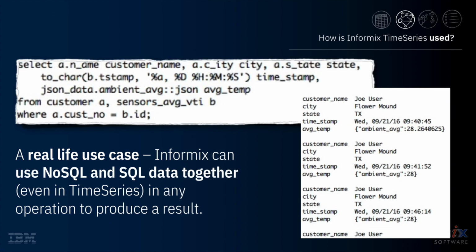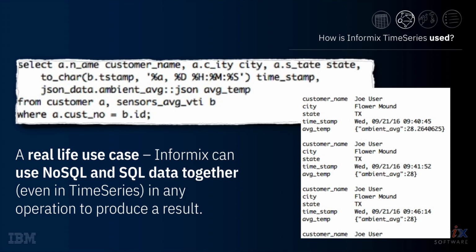Since the NoSQL data types are first-class data types in Informix, they can be used in any data operation. In this case, an SQL statement is used. The first line gets the structured data from the customer table. The second line extracts the time component for an averaged element in the time series and reformats it. The third line extracts the averaged NoSQL data itself from the time series element.